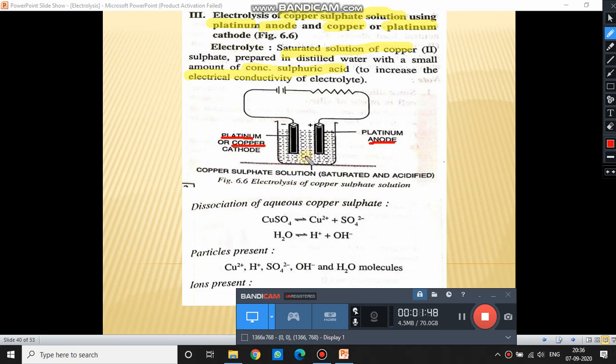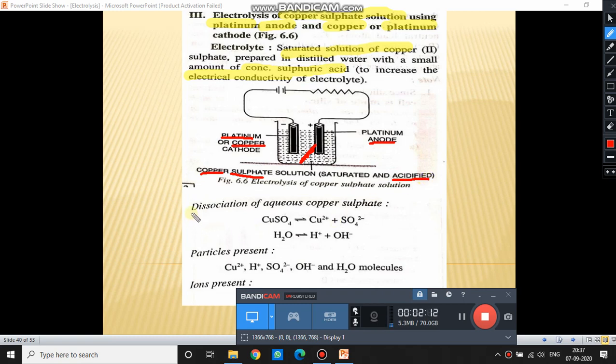And what is this electrolyte? It is copper sulfate solution, and it is saturated. Saturated means copper sulfate is in high concentration, and it is acidified. So let us study how the reaction starts.